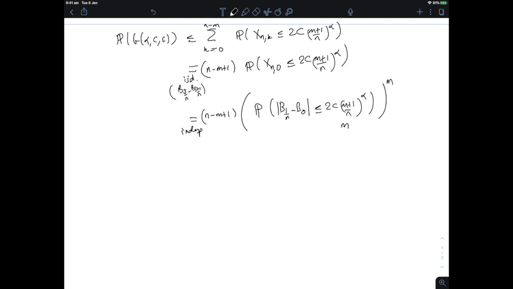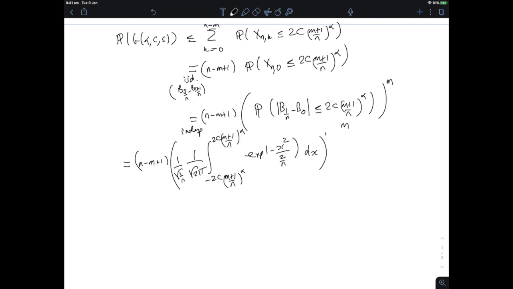Now the good news is that we can compute this probability because we know the distribution of B_{1/n}, right? It's a Gaussian variable, mean 0, with variance 1/n. So this is (n − m + 1) times 1 over the square root of 2π times the integral from, not from minus infinity, because I know that I need to be controlled by this constant, so from −2c((m+1)/n)^α to 2c((m+1)/n)^α. I forgot the square root of 1 over n. That comes from the fact that I have variance 1 over n, not 1, times exponential of minus x squared divided by 2 over n, dx. And all of that is raised to the m. Now I'm going to do something a little simplistic.